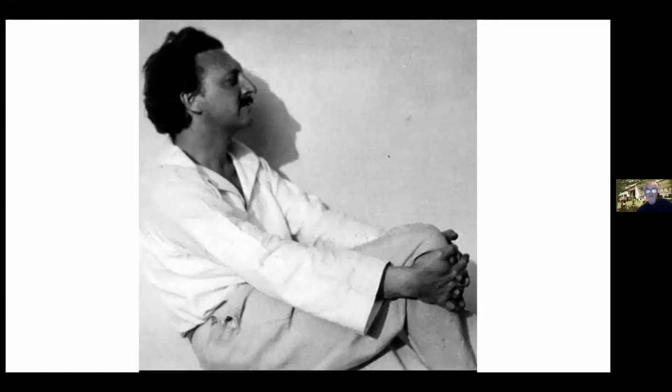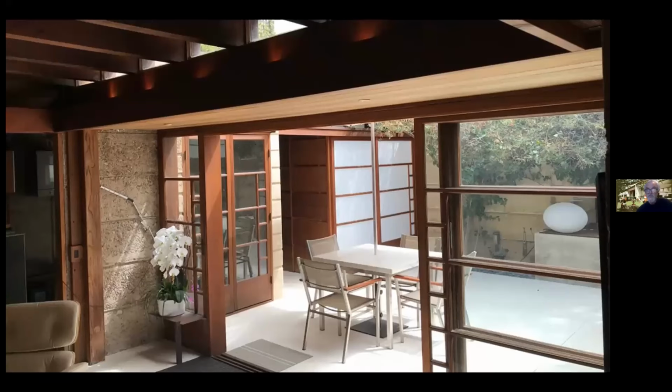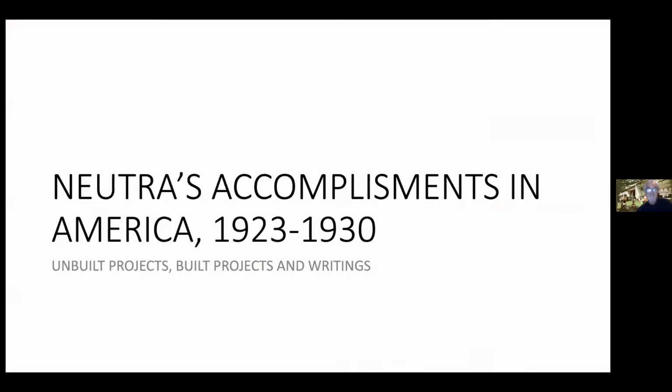They were invited to stay with Schindler in early 1925, and when they arrived at the King's Road house of 1922, they were exposed to a kind of modernism that was really amazingly radical compared to what had been done before and by others, with this functional relationship to the outdoors, here with the Pueblo Ribera apartment house of 1923, with the sliding glass doors. And this deeply influenced my father.